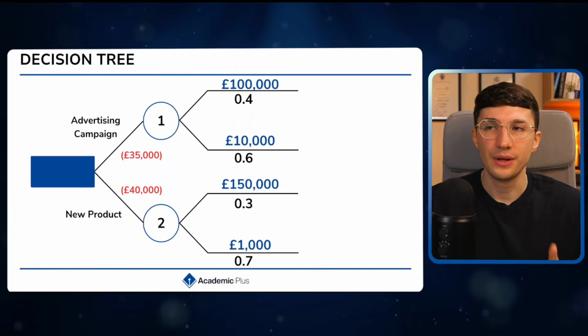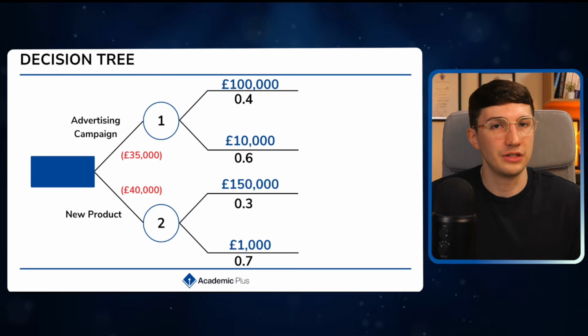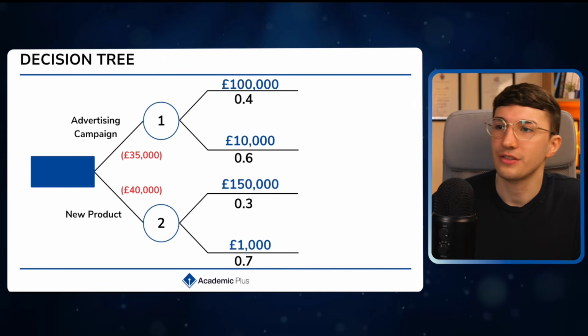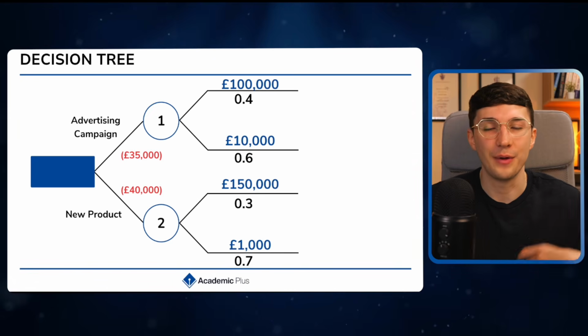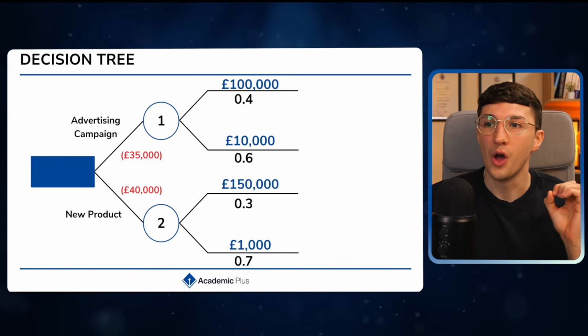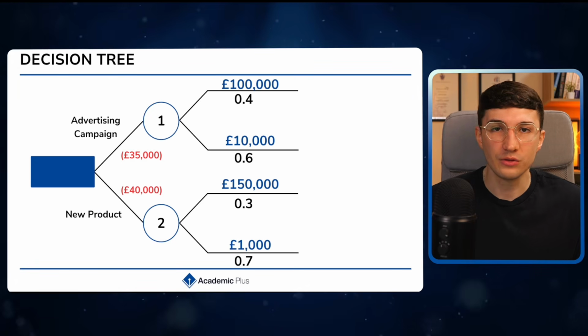Now, with these probabilities, they should add together to give us 1, because either one of the 2 options is going to happen. And with our new product, as we can see, there's a 30% likelihood that it does really well and we make £150,000, or there's a 70% likelihood that we only make £1,000 and it doesn't do too well.